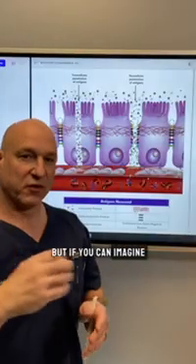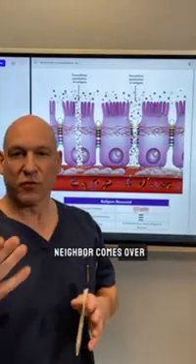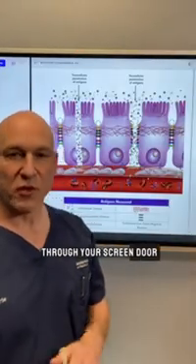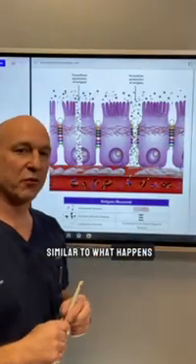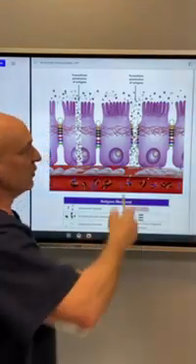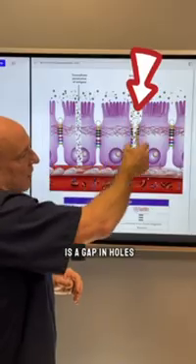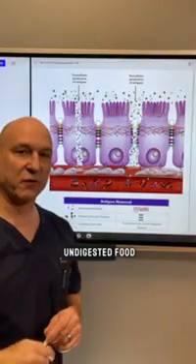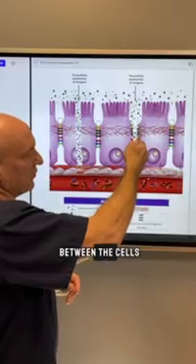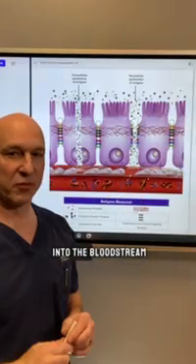But imagine your next door neighbor comes over and throws a softball through your screen door, and now you have gaping holes. That is pretty similar to what happens with leaky gut disorder. Now there are gaping holes in between the cells, and that allows undigested food particles to pass in between the cells and get directly into the bloodstream.